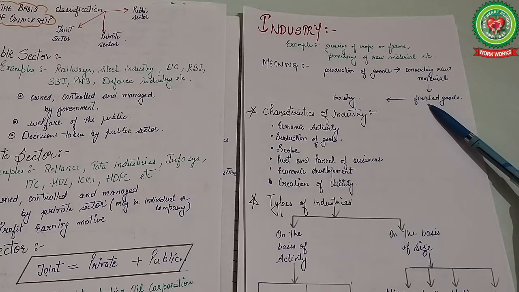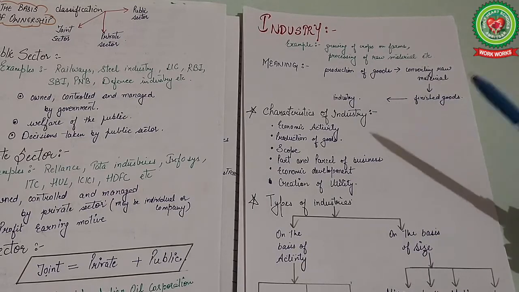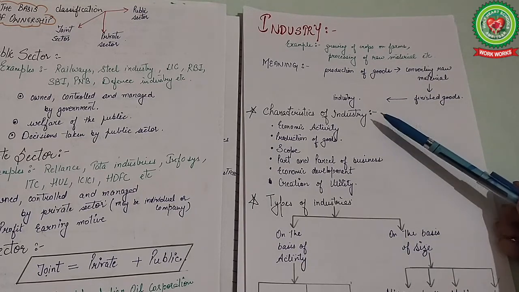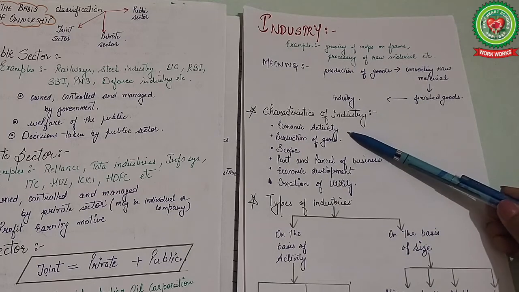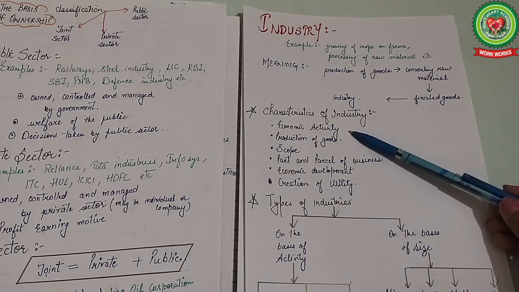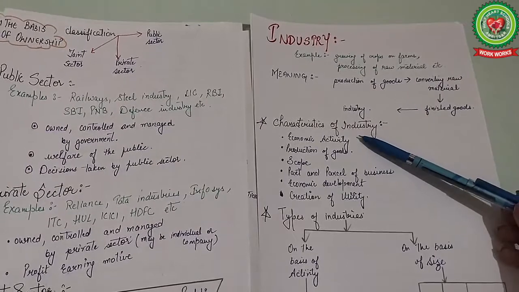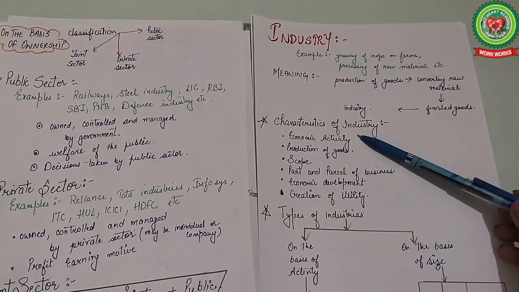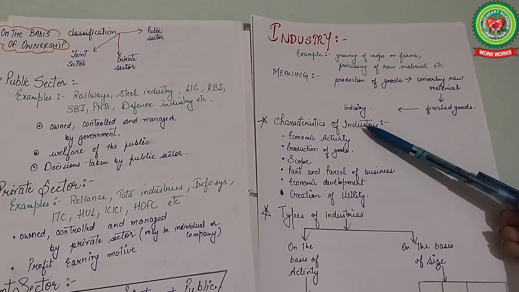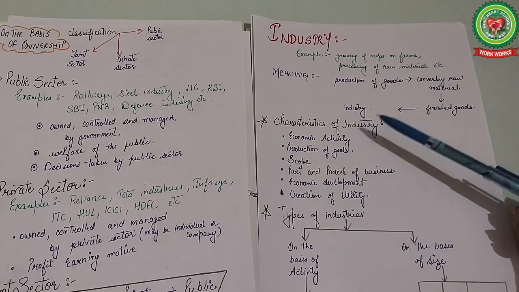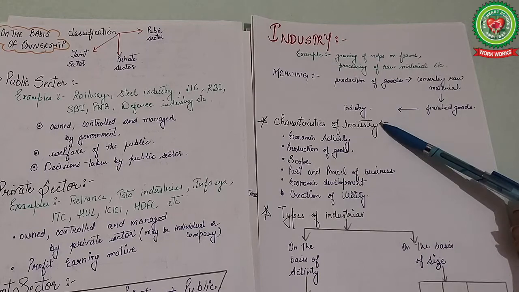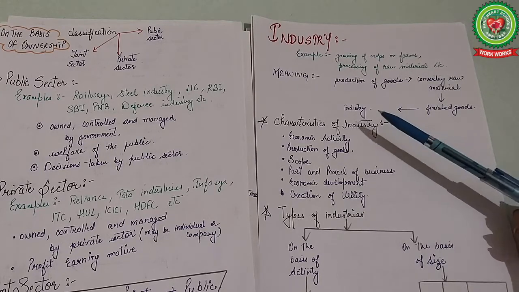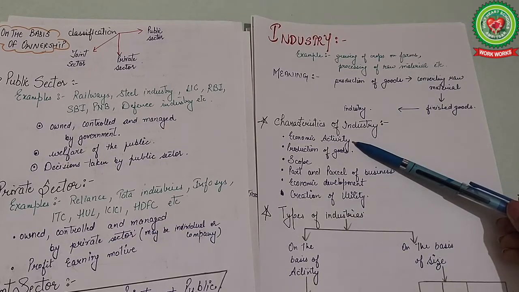So, what are the characteristics of industry? Industry is an economic activity because it runs and works for a profit motive. Growing crops on farms and getting money in return by selling the wheat, what is this? This is an economic activity. So it is involved in the industry. So we can say that industry is an economic activity.